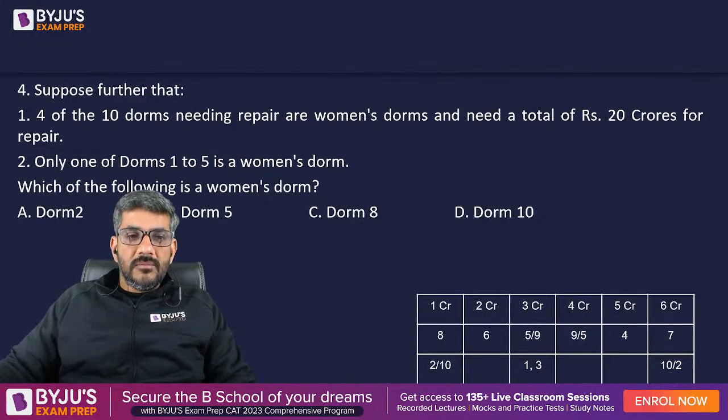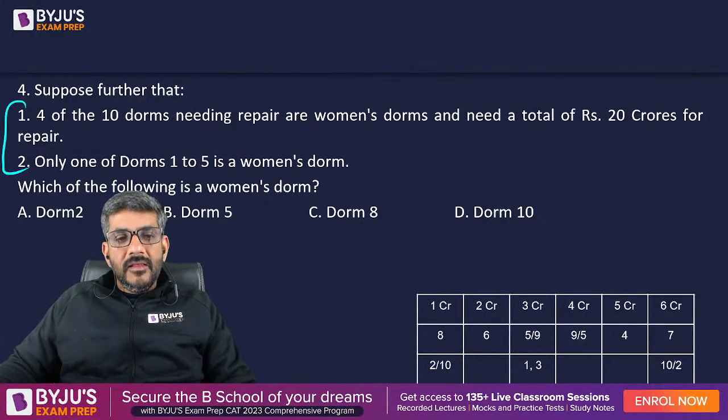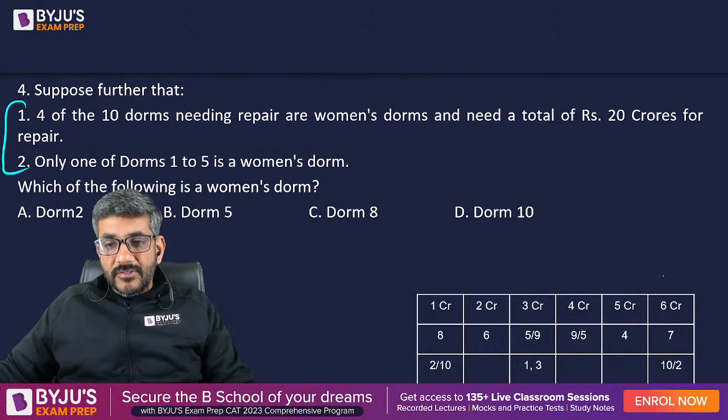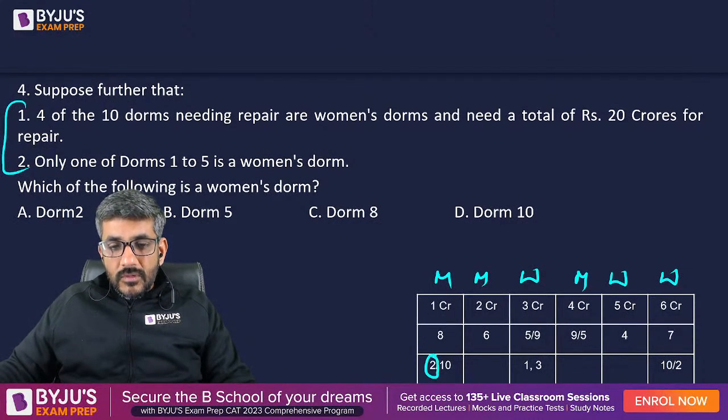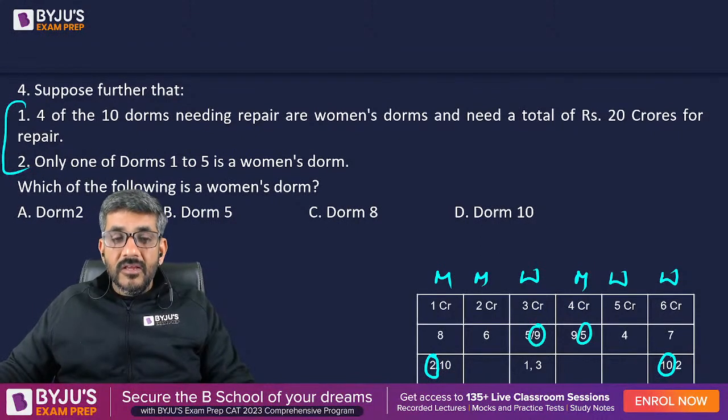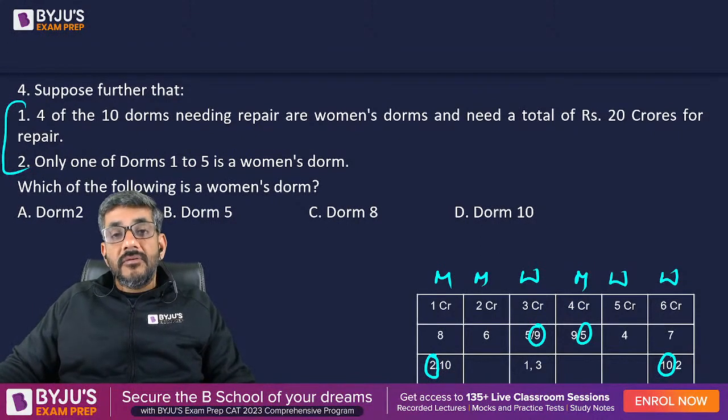And finally, question number 4. This data remains the same. If this data is same, that means this is a women's DOM, this is a women's DOM, this is a women's DOM, this is men, this is men, this is men. Here we have 2, here we have 10, here we have 9, here we have 5. According to that, which of the following is a women's DOM?